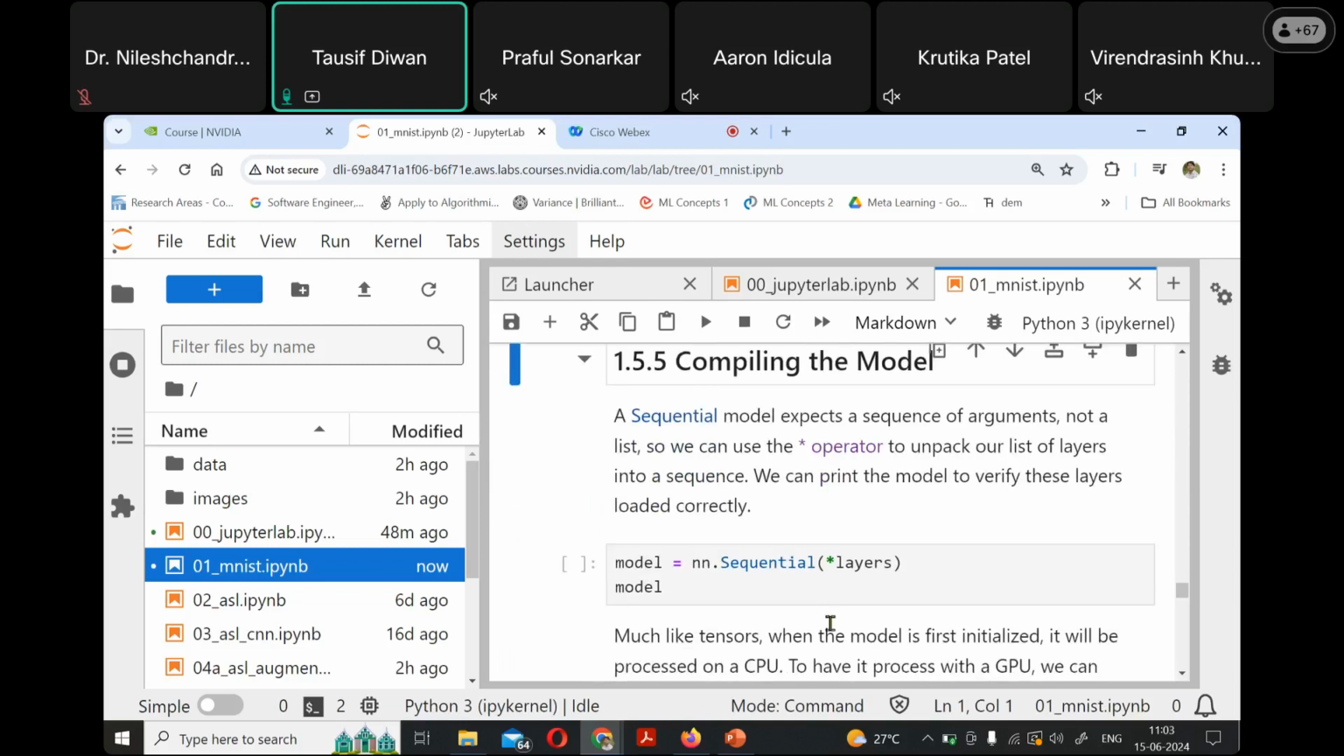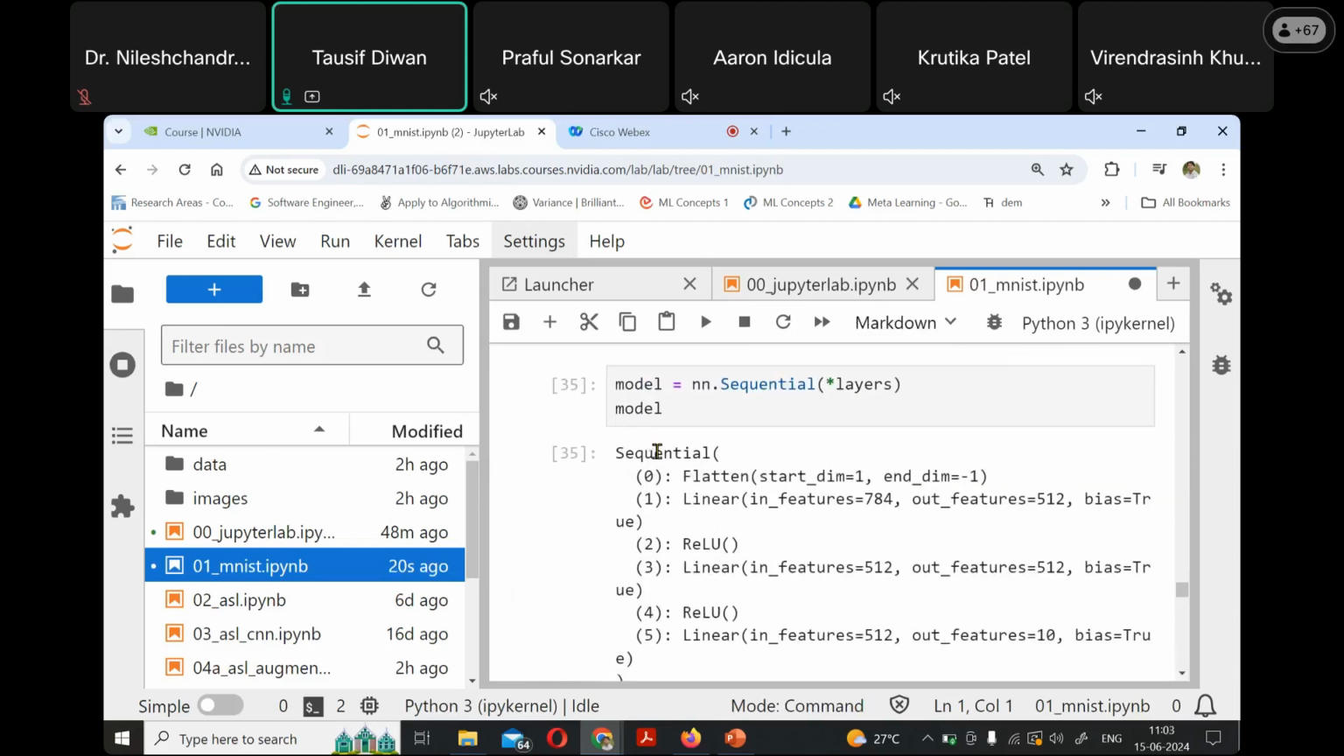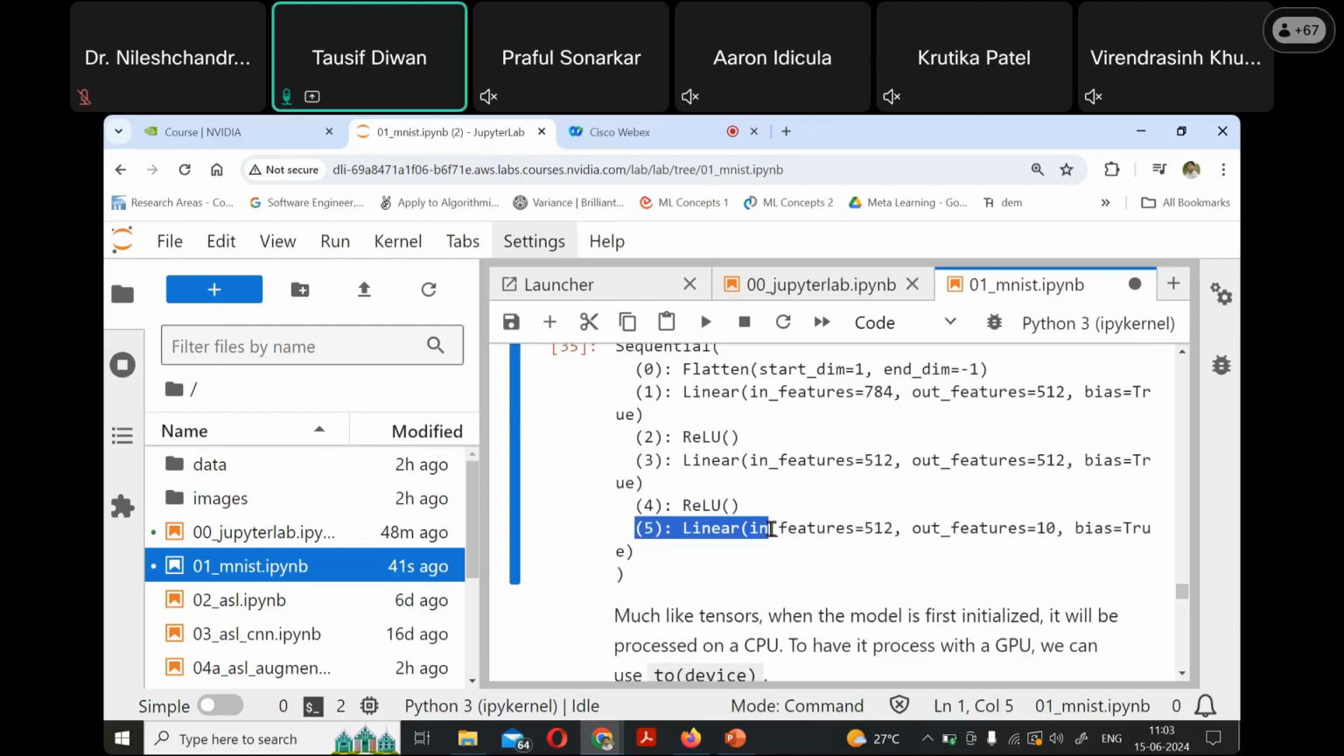Now I need to create a sequential model. Sequential model means layer after layer. So I will call nn.Sequential. It will create a model, and I will pass *layers over here, and then it will return the model. Now see, this is my model. It's a sequential model. The very first layer is the flatten. Then the activation function for this layer. Then next is this hidden layer. The activation function is ReLU. Then this is the last layer.